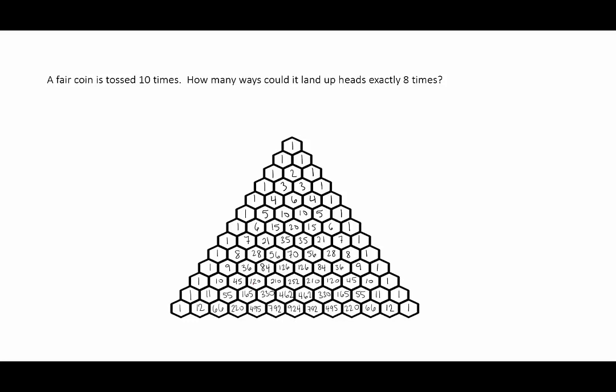This might not seem like a combination question, but it actually is, because what we're doing is we're flipping the coin 10 times, and we are choosing for 8 of them to land a specific way, specifically heads up. So this ends up being another application of a combination question, 10 choose 8. Where would we find this in Pascal's triangle? We're going to go down to the 10th row. 0, 1, 2, 3, 4, 5, 6, 7, and 8.